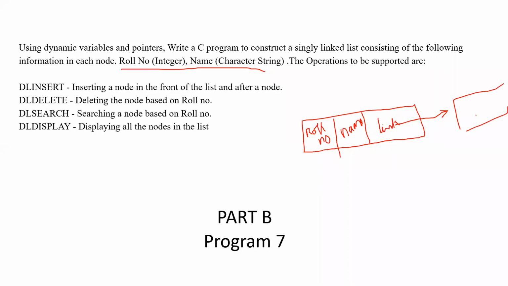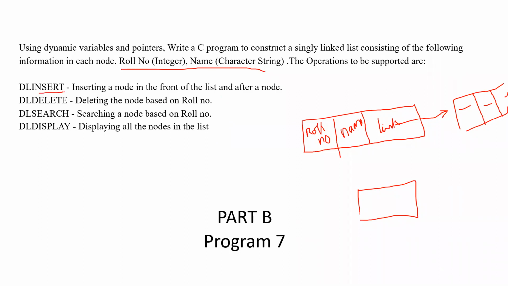Okay, so suppose there are 50 students, we will be creating 50 nodes, and in each node we will be saving the roll number and name and the link to the next node. So like that, 50 nodes will be connected. So in this program, they are asking us to show the additive operations on linked list.